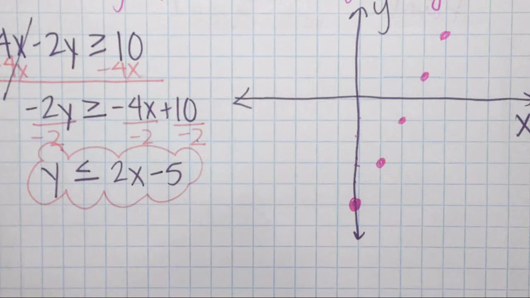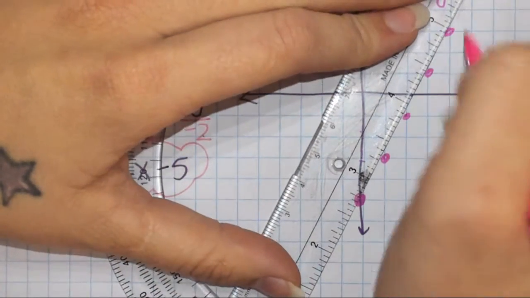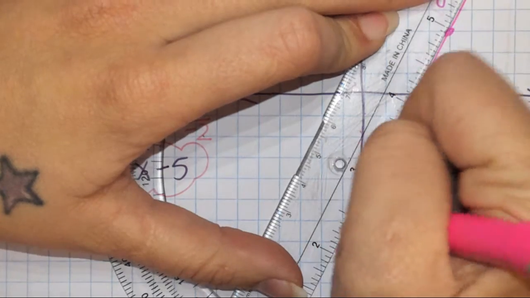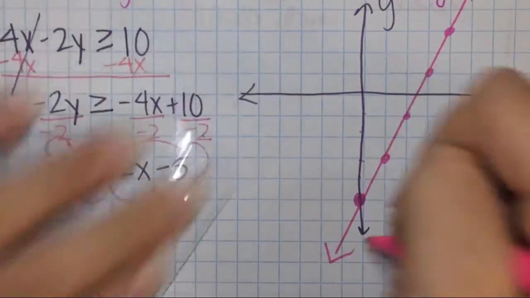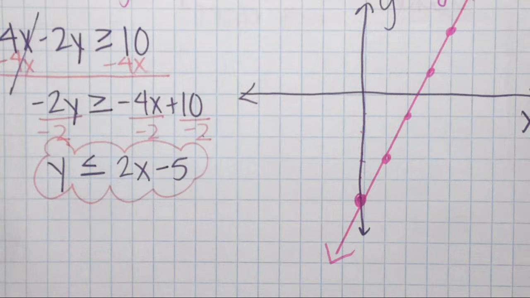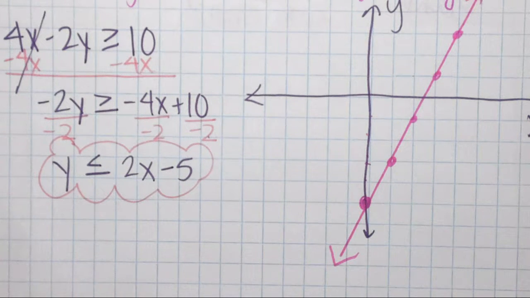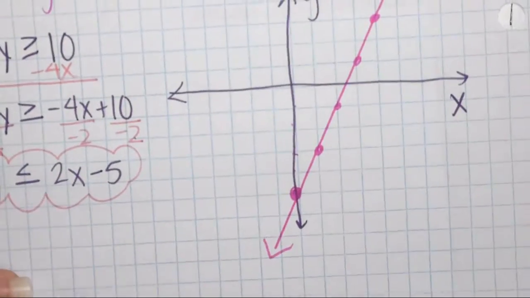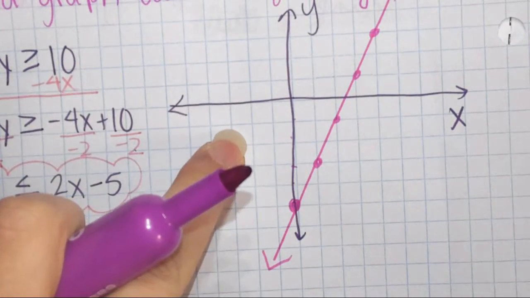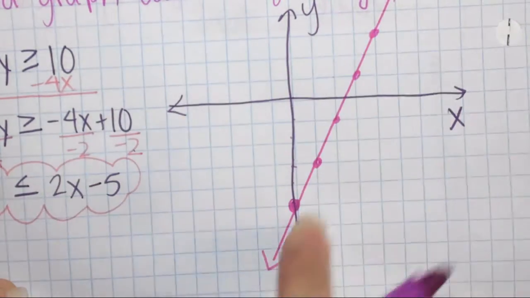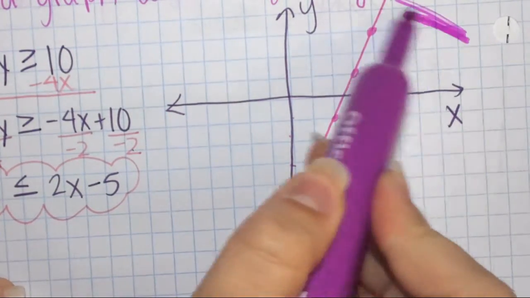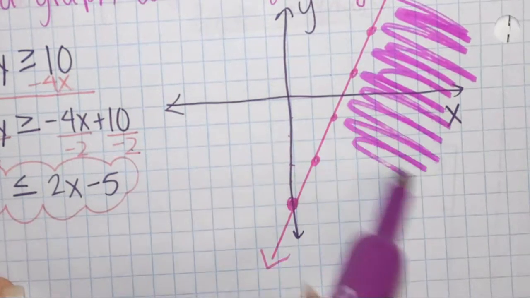Now, are we going to connect with a solid or a dashed line? Solid. Why is it a solid? Less than or equal to. Yes. And are we going to shade above or below? Below, because it's less than. So below the line. Is this below the line? Is this below the line? Is this below the line? So take your beautiful marker and shade everywhere below that line.